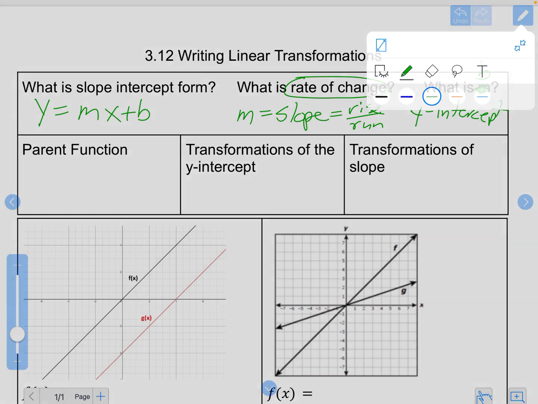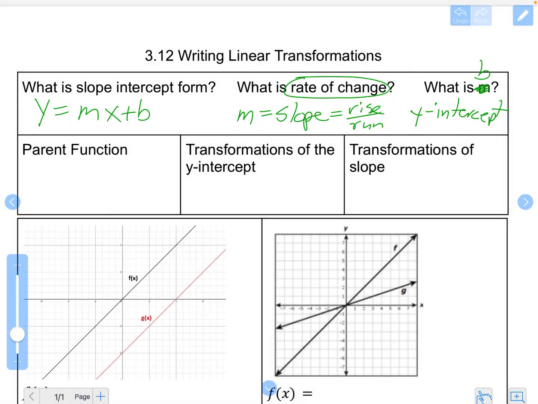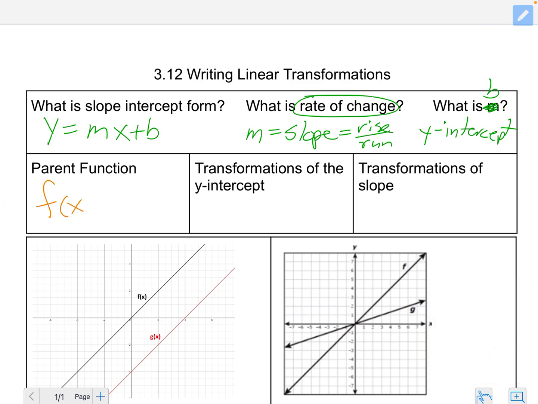So from last notes, a couple of things that we need to remember. We remember that the parent function is f of x equals x. Our slope is 1. Our b or our y-intercept is 0. So if we have a transformation and the y-intercept changes, if it's a plus 3, that's going to be a vertical shift up. Whereas if it's minus 3, it's going to be a vertical shift down.